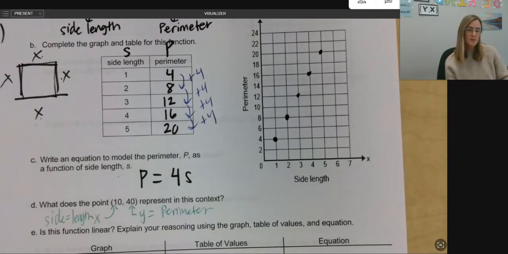We already answered this question, is the function linear? But now it's time to explain why this is linear from a graph, table of values, and equation.